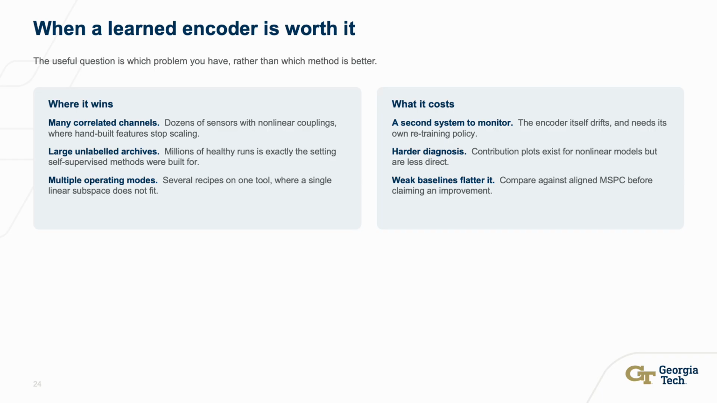And the honest one, which applies to every comparison you will read and write: weak baseline, flattered deep models. If a paper compares a deep autoencoder against raw unaligned traces, it is measuring the value of alignment, not the value of the network. Compare against aligned MSPC before claiming an improvement.